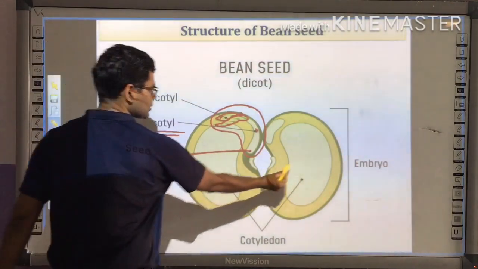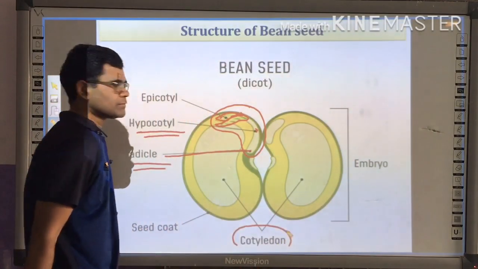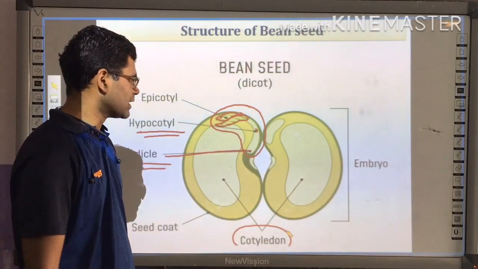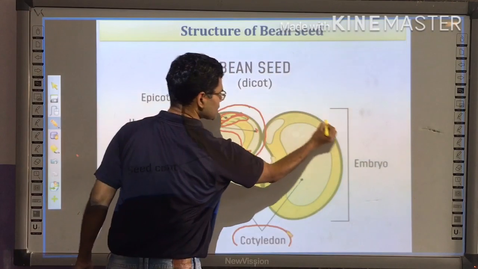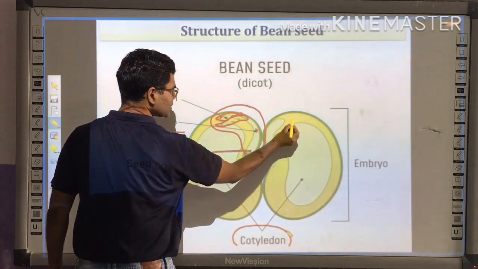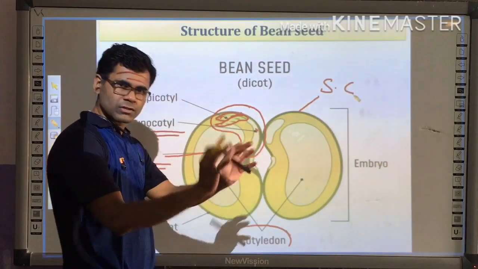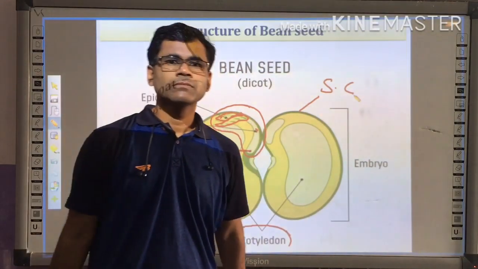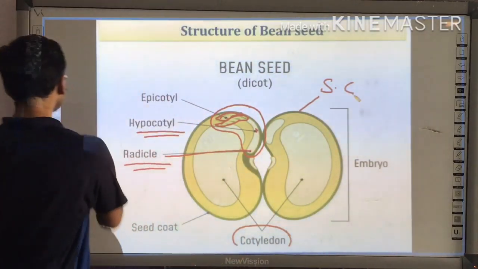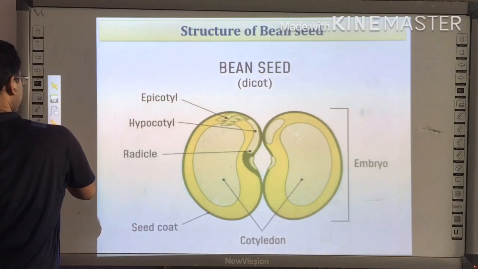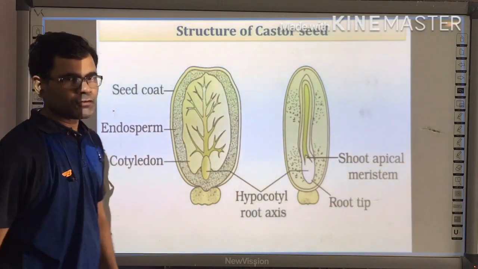The two large structures you are seeing here, from here to here, are called the cotyledons, because the cotyledon is well developed here. And the thick external covering which you can find is called the seed coat, which protects the embryo. Next one is the seed of castor.